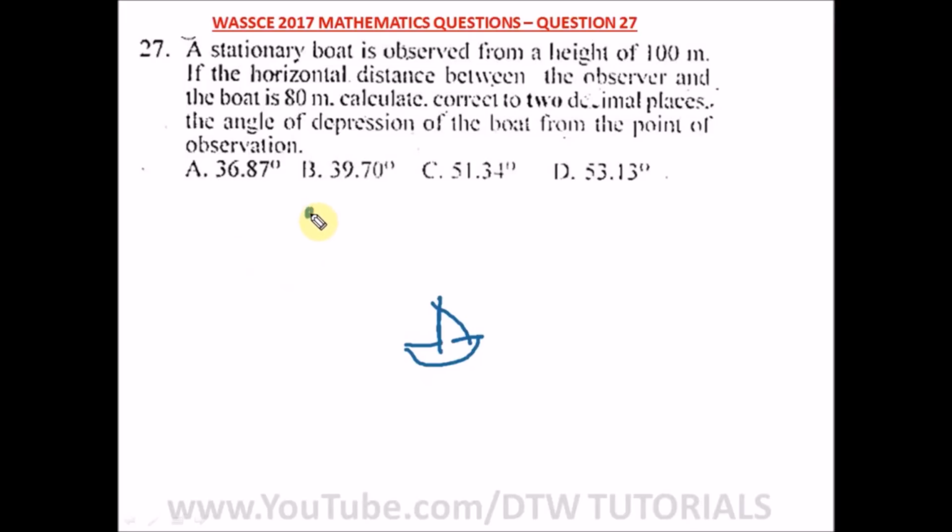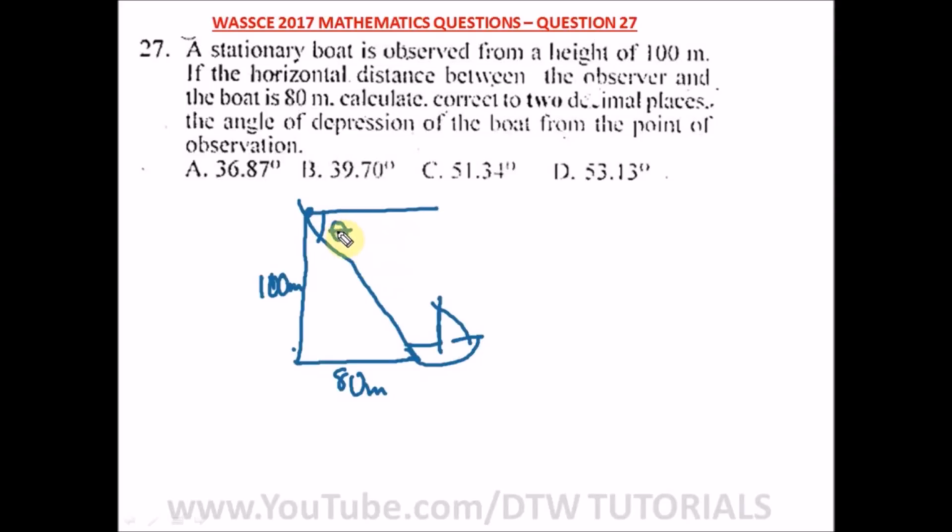Let's say the height is somewhere here, 100 meters. If the horizontal distance from the observer to the boat is 80 meters, that's from here to here, this is the observer, and the boat is 80 meters. Calculate to 2 decimal places the angle of depression of the boat from the point of observation. So from the point of observation, this is the angle of depression.